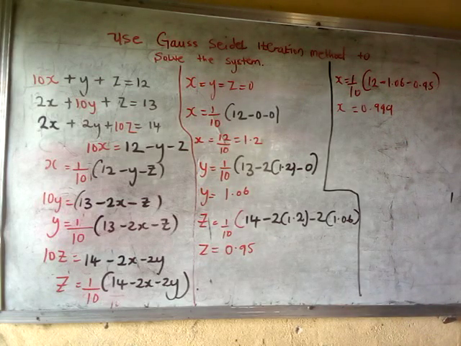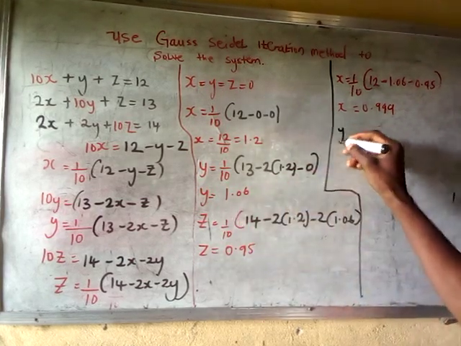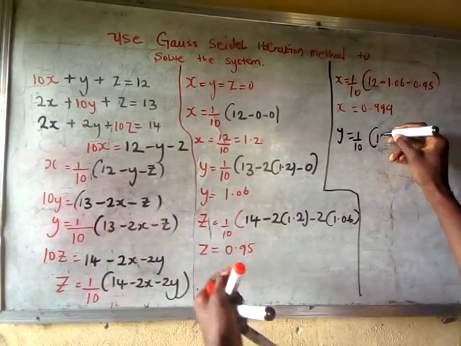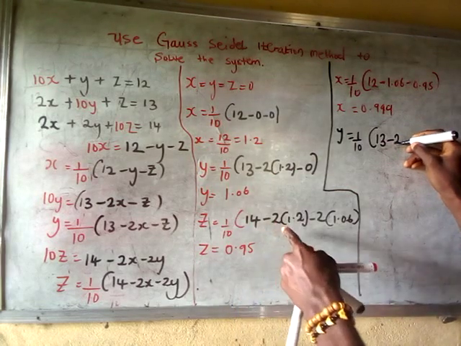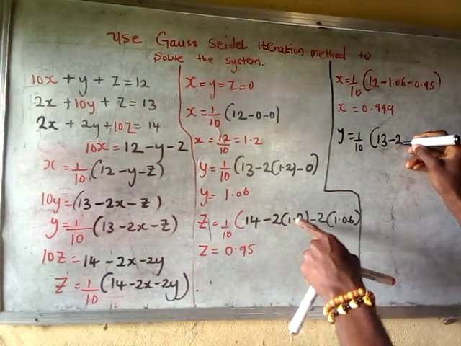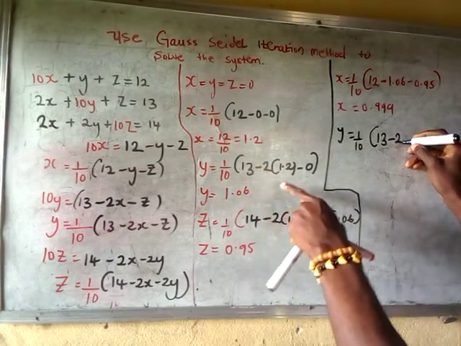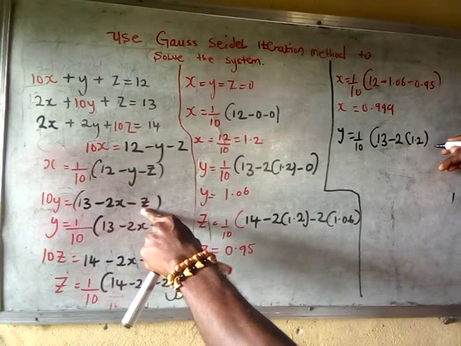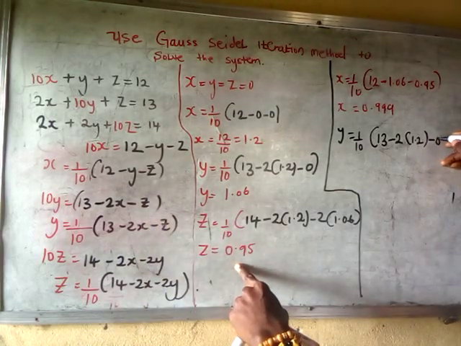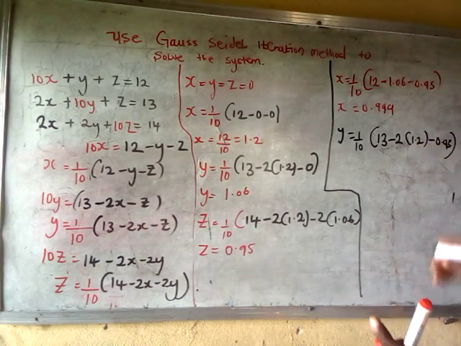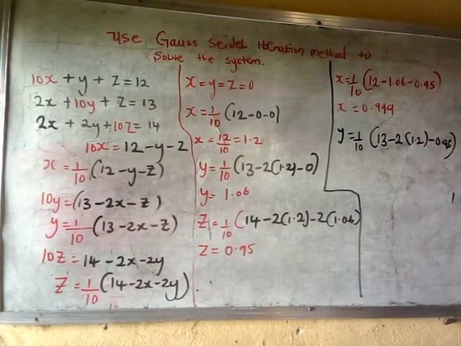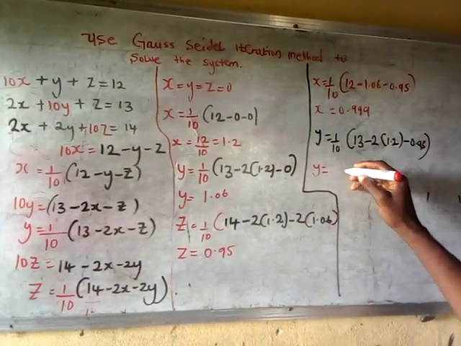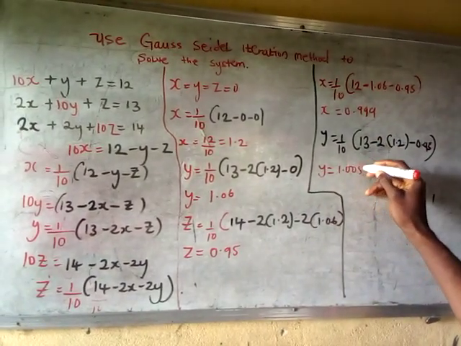So I'm going for y now. Remember the formula. We are still using this formula, 1 all over 10 into 13 minus 2. X was 1.2 in this formula. Then minus z. My z becomes 0.95. So trying to solve this using a calculator, this should give you 1.005.